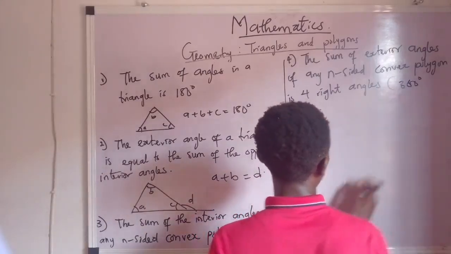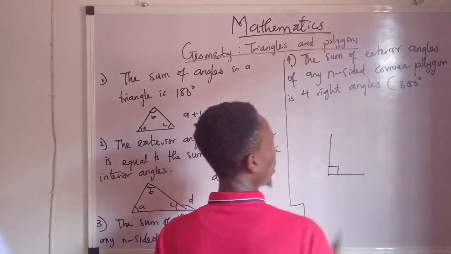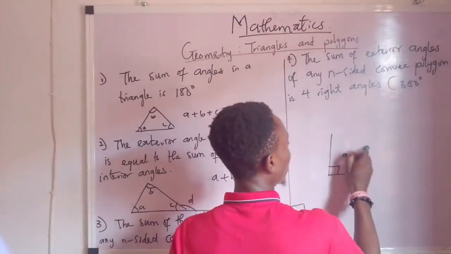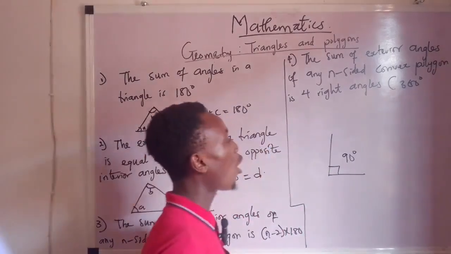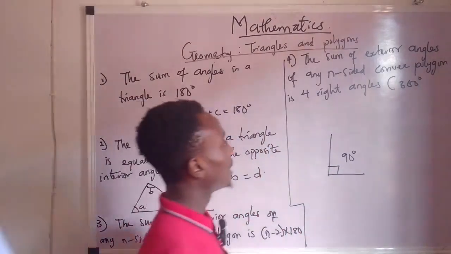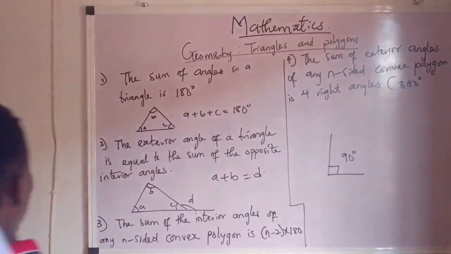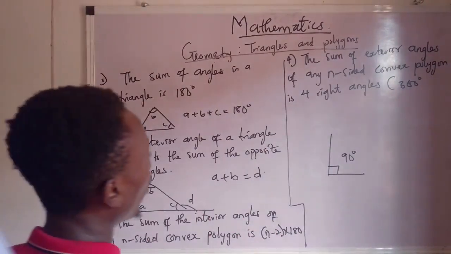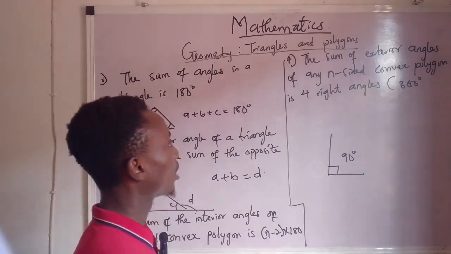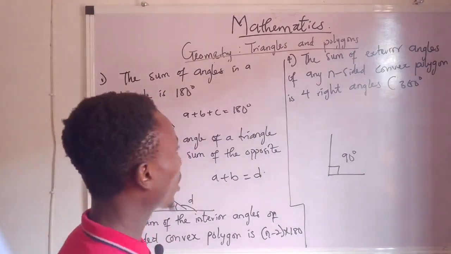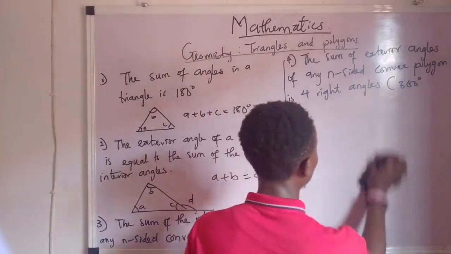What do you mean by 4 right angles? 360 degrees. What is a right angle? A right angle is 90 degrees. So we have 4 right angles, which is 360. That's 4 times 90.